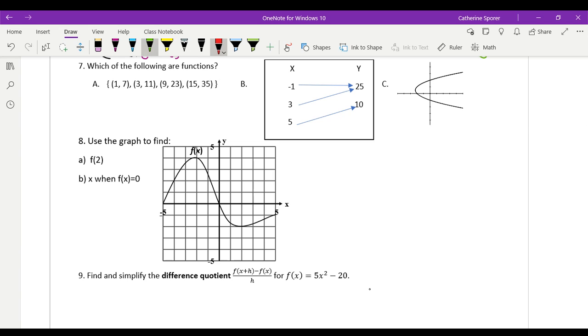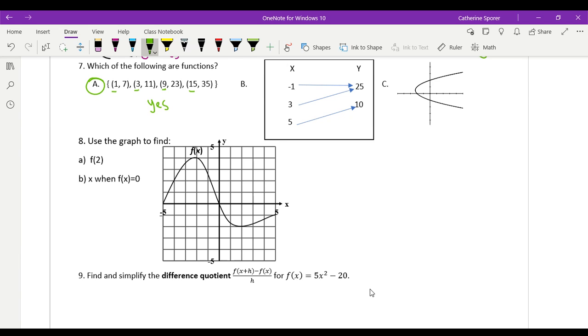So look at the x values, and there's 1, 7, 3, 11, 9, 23, 15, 35. Okay, so those x values are all unique. None of the x values are repeated. So if we had another point that had the x value 1, say, that would make it not a function. But because there's no repeated x values, yes, this is a function. Okay, so A is a function.